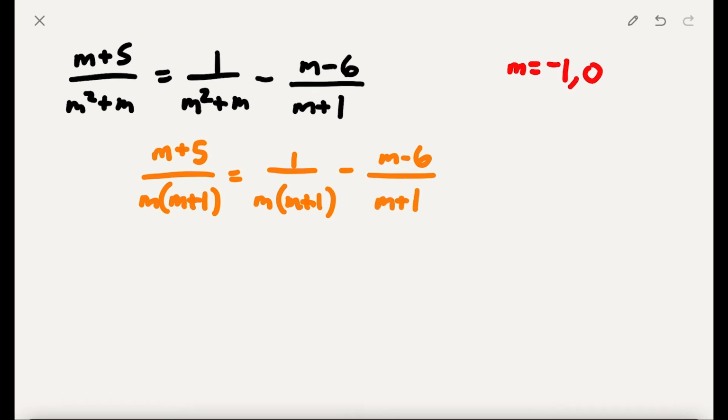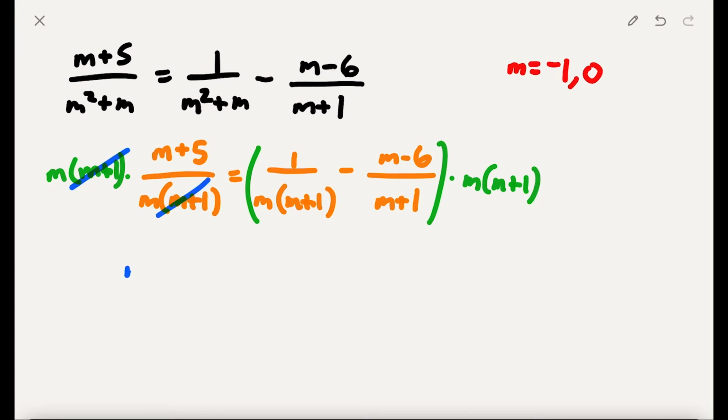Now, to get rid of all the denominators, we're going to have to multiply both sides by m and m plus 1. So that's what I'm going to do now. So these are going to cancel here, and you're going to be left with m plus 5.